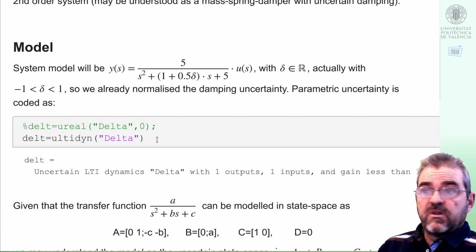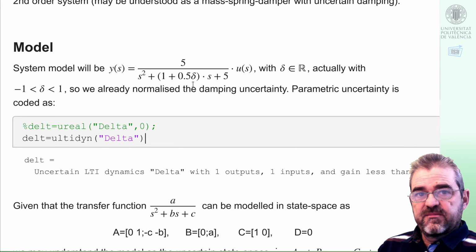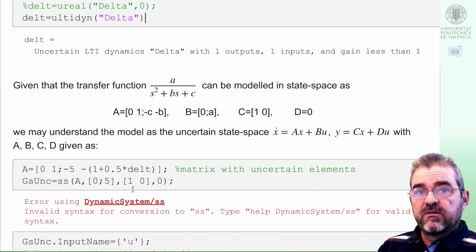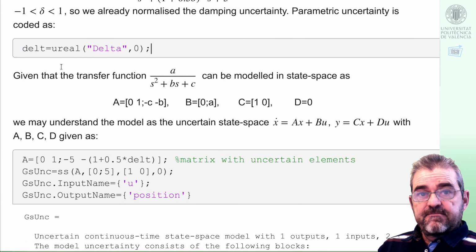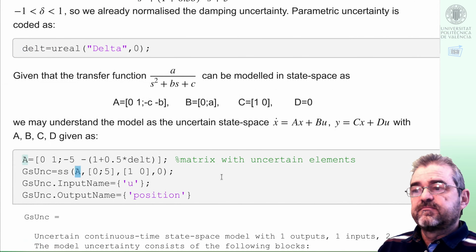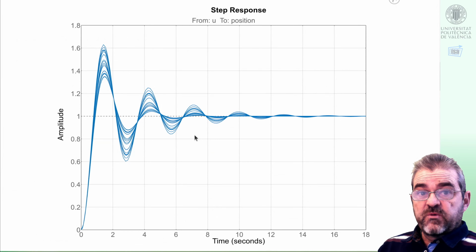Okay. Note that if delta were an uncertain dynamics, say that we may account for vibrations or some internal stuff of the damper, well, in that case, this way of introducing the model will not be valid, and we would need to resort to the linear fractional transformation framework, which is the formal, always valid way in theory. But as our delta is an uncertain parameter, the ss command swallows this uncertain matrix. So we go on.